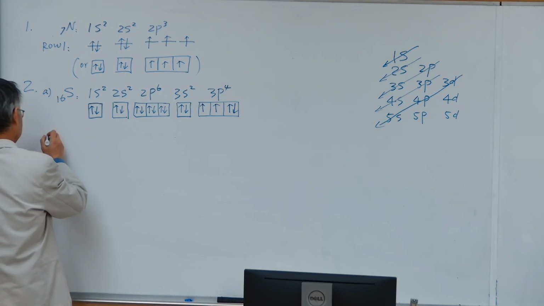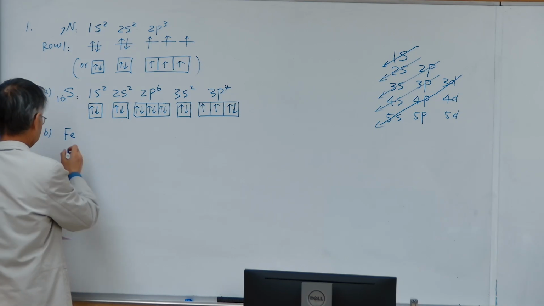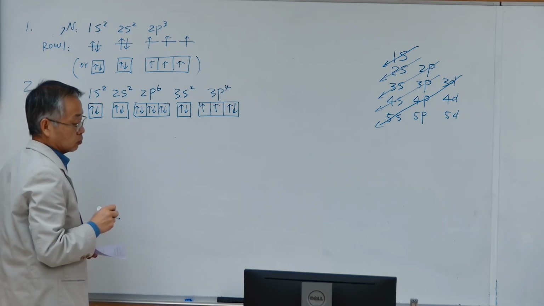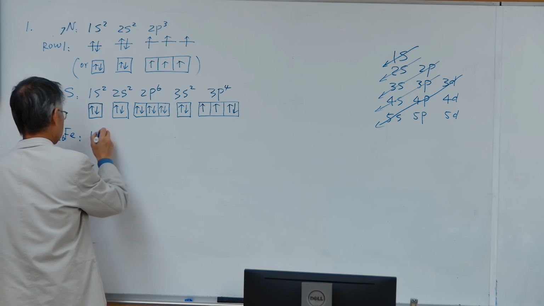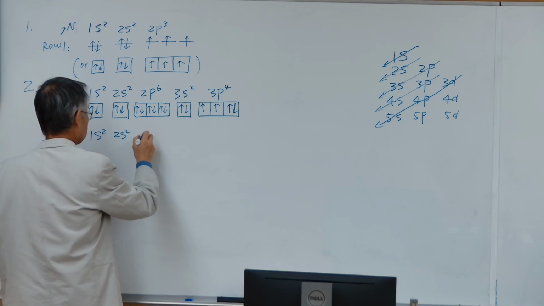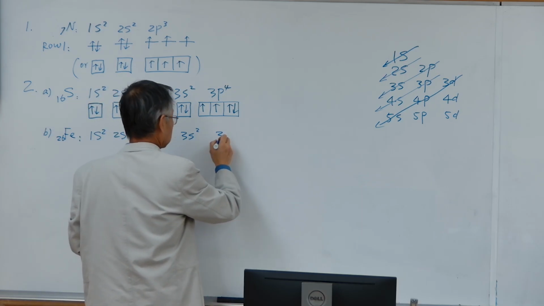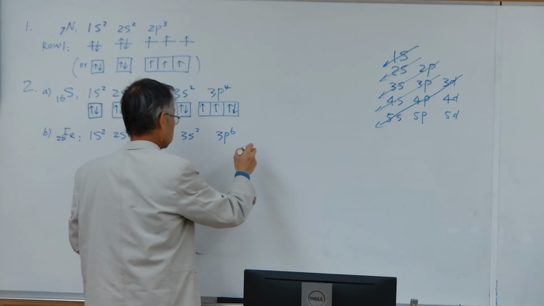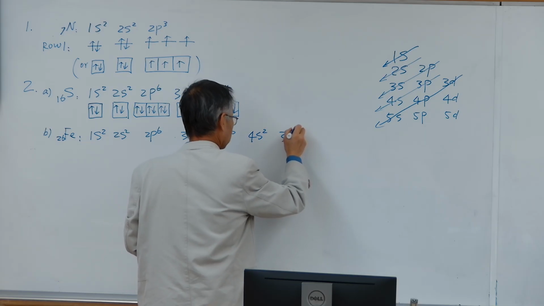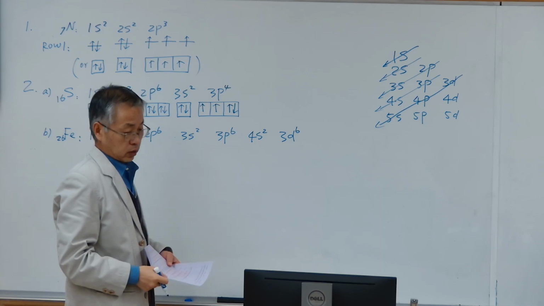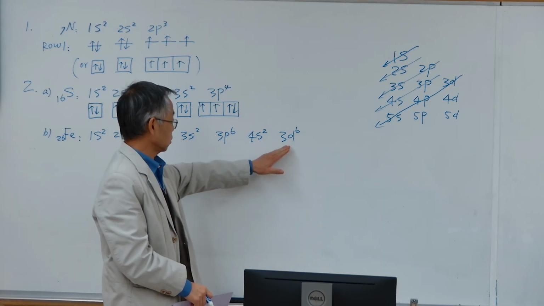Okay. Then B, iron. So iron has 26 electrons. So we can write electron configuration 1s2, 2s2, 2p6, 3s2, 3p6, 4s2, 3d, only 6 left. We cannot write 10. 3d maximum can hold 10 electrons, but up to here only 6 left.